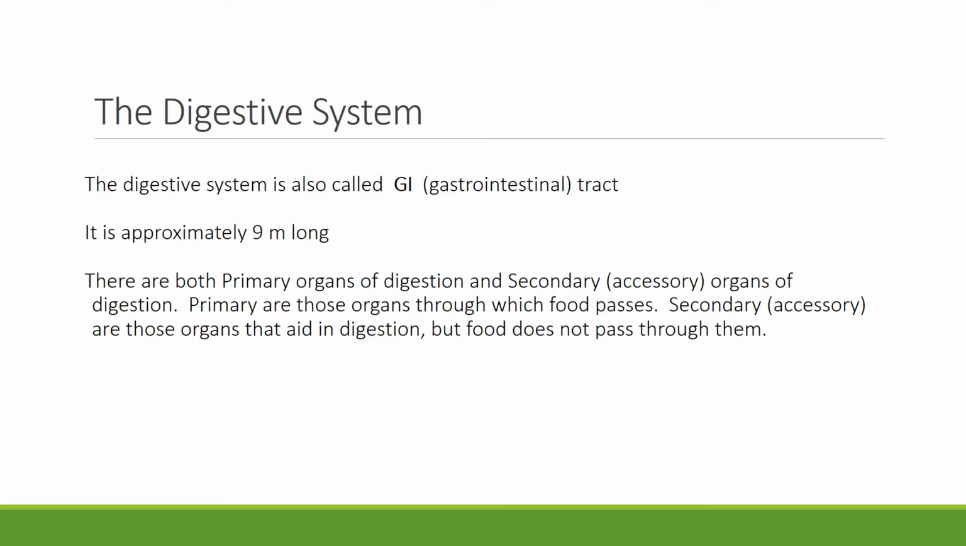The digestive system is also known as the GI tract or the gastrointestinal tract. It's approximately 9 meters or 10 feet long. There are two types of organs in the digestive system: primary and secondary or accessory. Primary organs are those organs through which food passes. Secondary or accessory organs are those organs that play a role in digestion, but food does not pass through them.